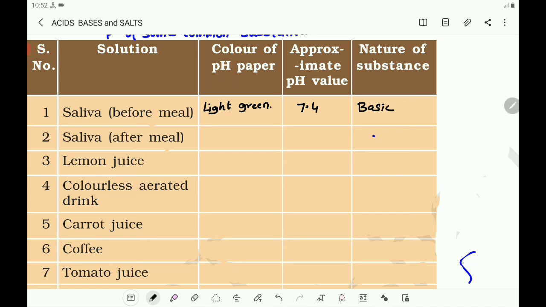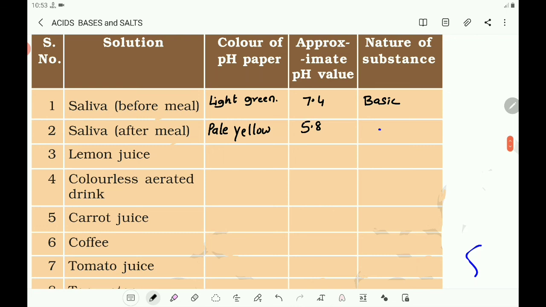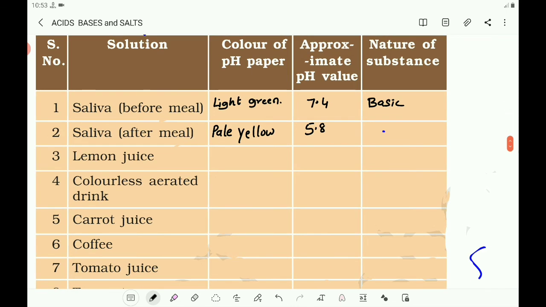After meal, what is the color of the pH paper? The color of the pH paper is pale yellow. Then the approximate value of pH is 5.8. As it is less than 7, you can conclude that it is acidic in nature. After meal, the saliva is acidic in nature.